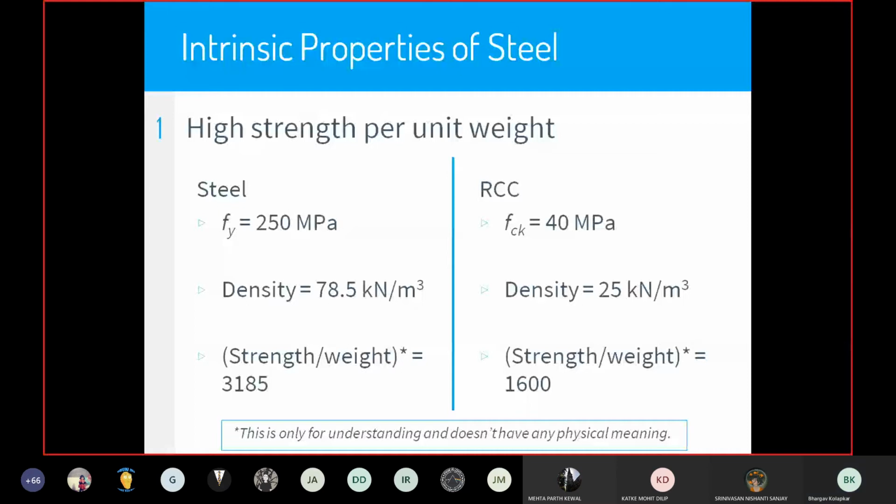Okay, one thing just for your information, irrespective of the structure being steel or concrete, the foundation is almost always concrete. So lighter the members, lighter the foundation, lower the foundation costs. And that is why high strength to weight ratio is important.